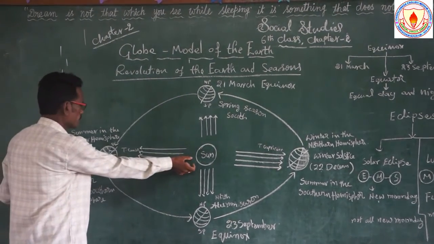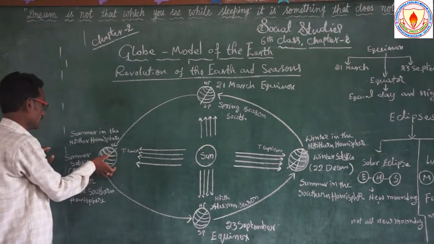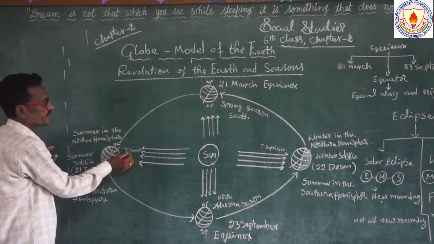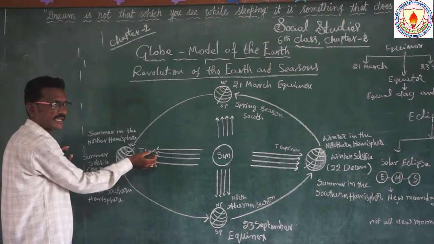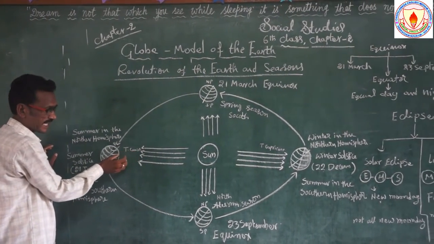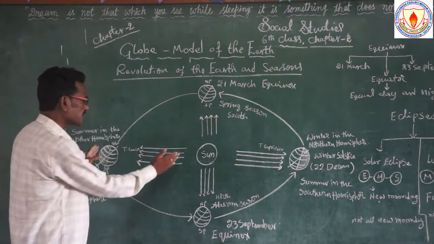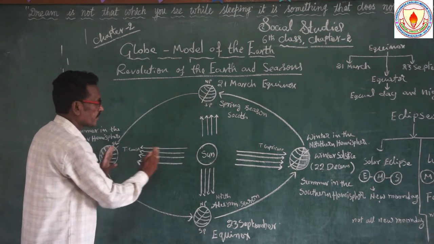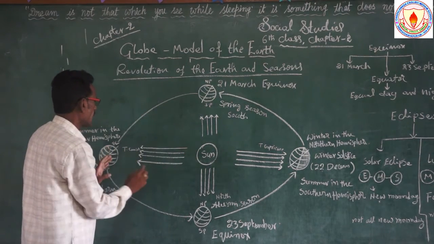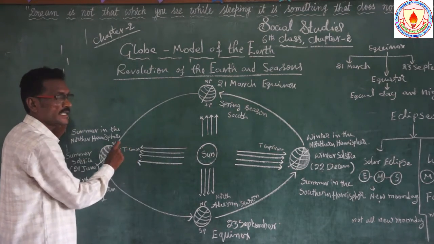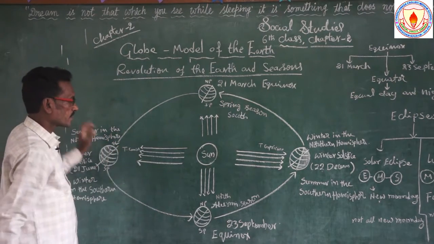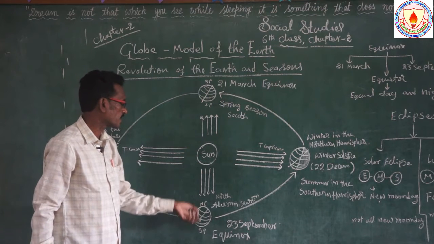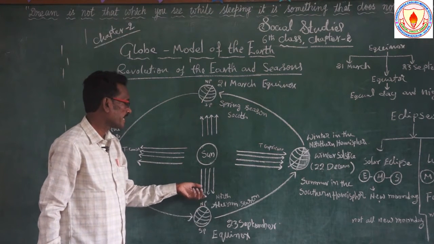The sun rays fall directly on the Tropic of Cancer. So it is the farthest position of the sun from the earth, and it is also called the aphelion. And the closest position of the earth to the sun is called the perihelion.